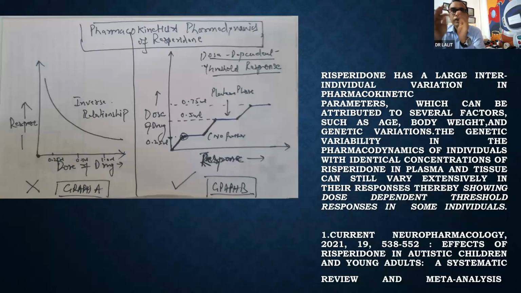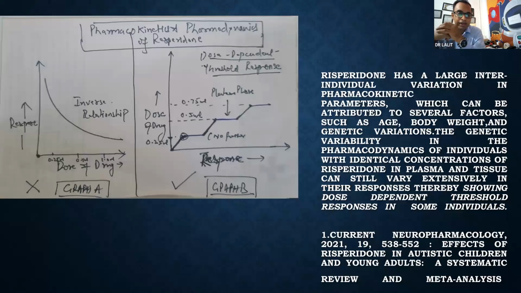This means to say, if you put two children with autism on 0.25 ml with the same age group, one child might benefit better, another child might not benefit at all, because depending upon the same dose and age, there are genetic variations, and there is a variation in the concentration of plasma risperidone and in the tissue, which varies extensively. That is because of the dose dependent threshold response in some individuals varying in relation to genetics. So this has been taken from the guidelines of Current Neuropharmacology.